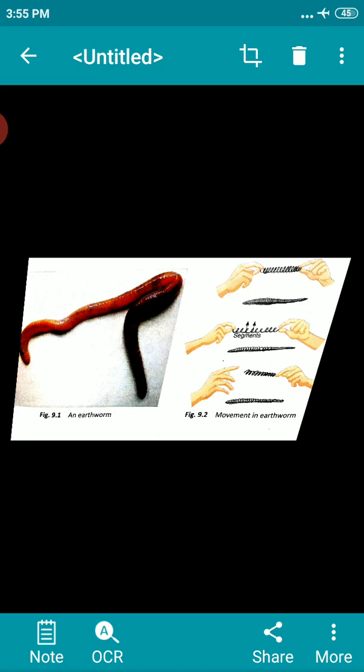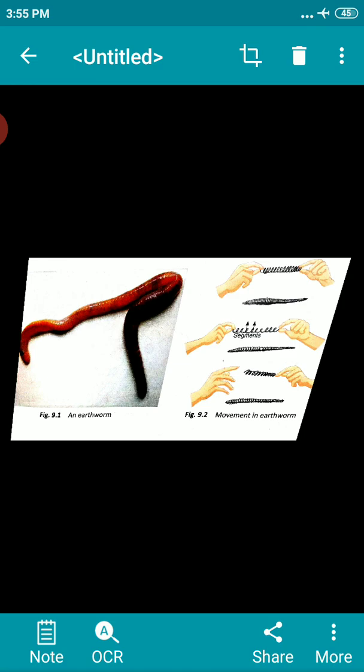The body structure is different in animals. Some animals do not have legs, so they move in another manner. These animals have different movement. So now let's see how an earthworm moves. An earthworm does not have bones and legs.